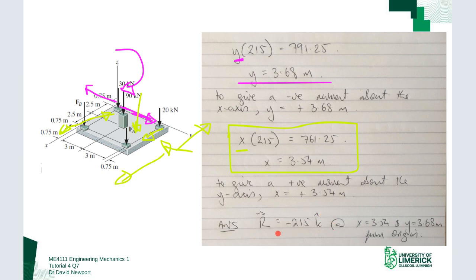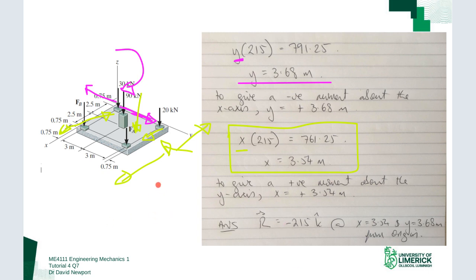Okay, so my answer then is the resultant force is minus 215 k hat kilonewtons. I forgot my units on that. And it is located at 3.54 in x and 3.68 in y relative to the origin at that location.